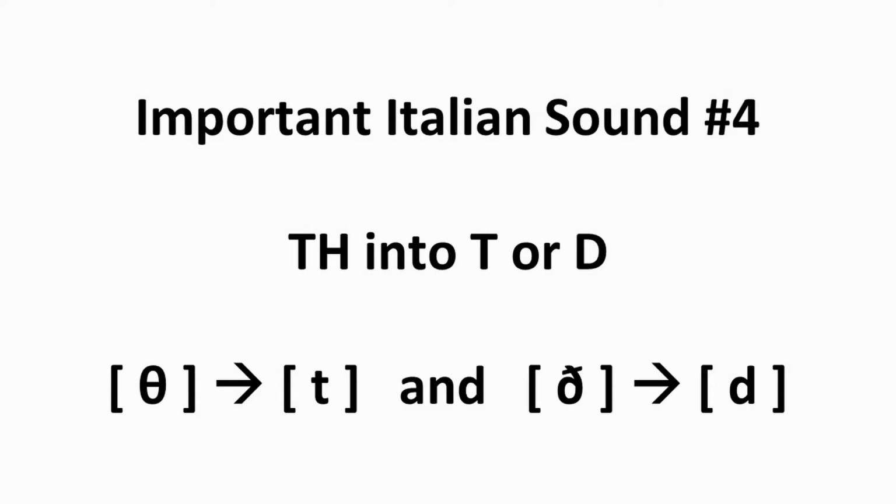Bellissimo. On to the last sound. Important Italian sound number 4, turning the TH sounds into plosives. For the TH sounds, both the voiced and the unvoiced versions, those are pronounced differently in Italian.